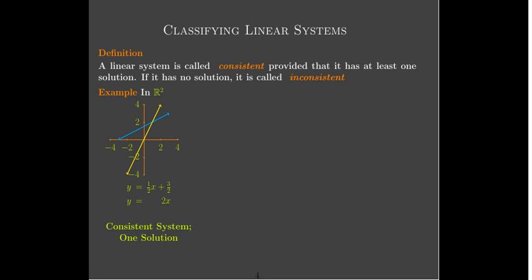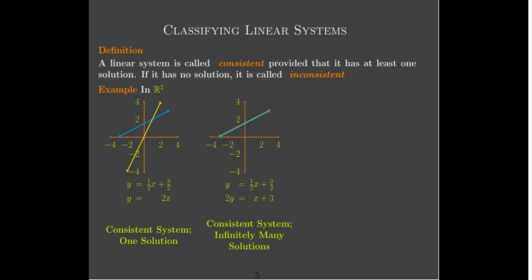So let's look at some familiar examples from elementary algebra. If we have a system of two equations with two variables, x and y, and if there's exactly one solution, well, it's a consistent system, and there's one solution. Graphically, that means the two lines meet at a single point. If the lines are actually overlapping, then every point on either line is a solution to the system. We still call this a consistent system. It simply has infinitely many solutions. And then finally, if the lines don't meet at any point, then we know that there is no solution and it's an inconsistent system.